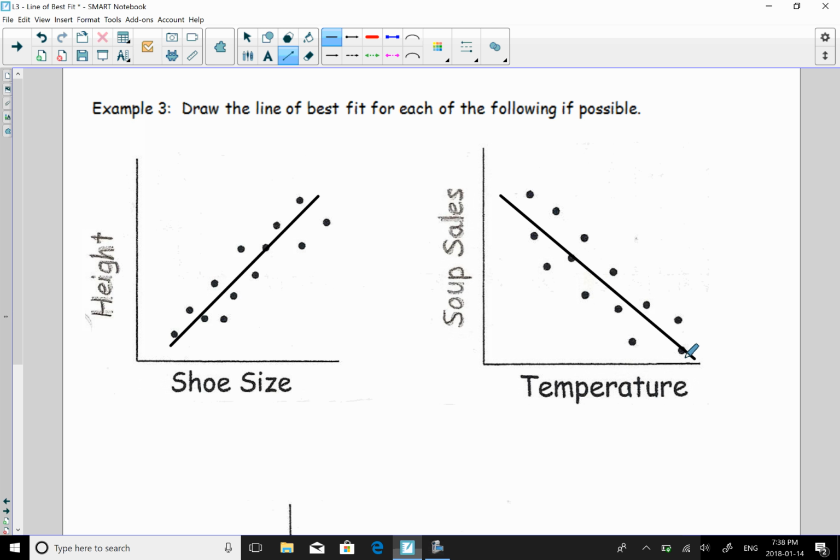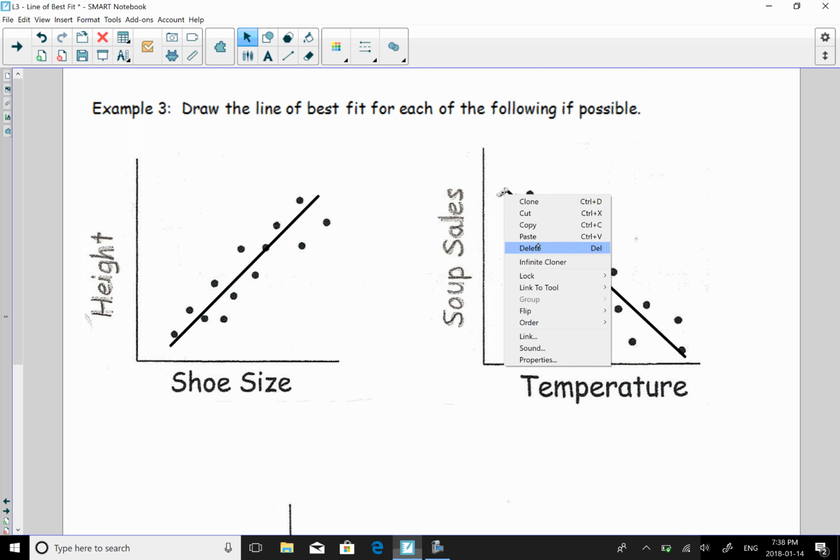So this one's going downwards, the trend. So I don't have an equal amount of points right now. I have 5. Oops. 1, 2, 3, 4, 5. 1, 2, 3. Okay, so that looks okay. Get rid of this one. So this one, as the temperature increases, the soup sales decrease.